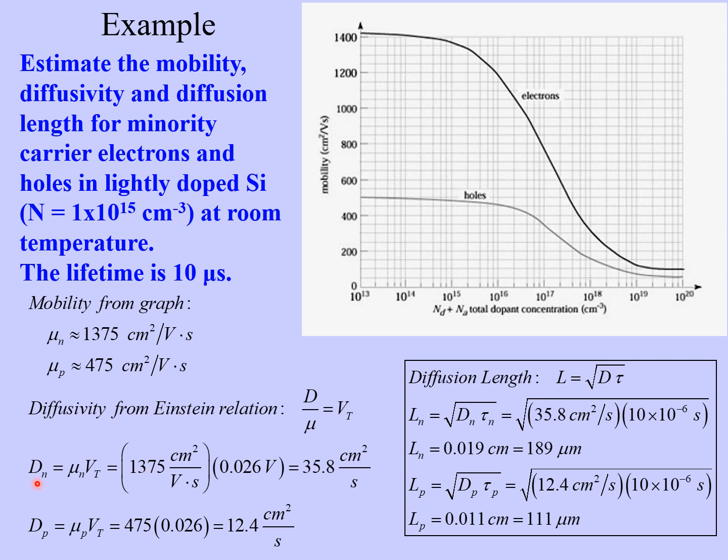So D is equal to mu times Vt. Remember, Vt is the thermal voltage, 0.026. So plugging in the mobility, multiplying by the thermal voltage, we get for electrons 35.8 and for holes 12.4. I believe these are the same numbers that we used in a previous example. Now, the next part is to determine the diffusion length.